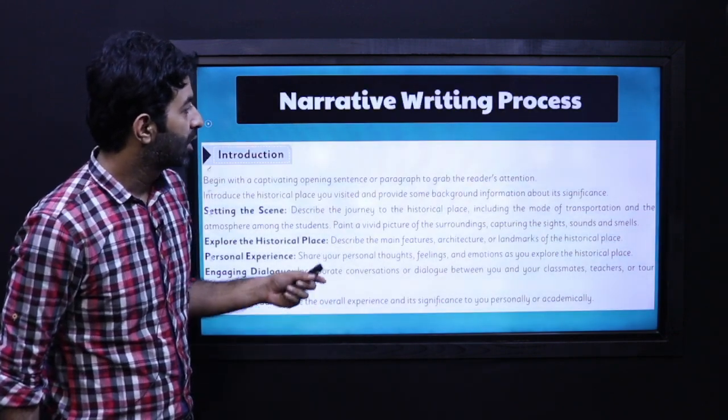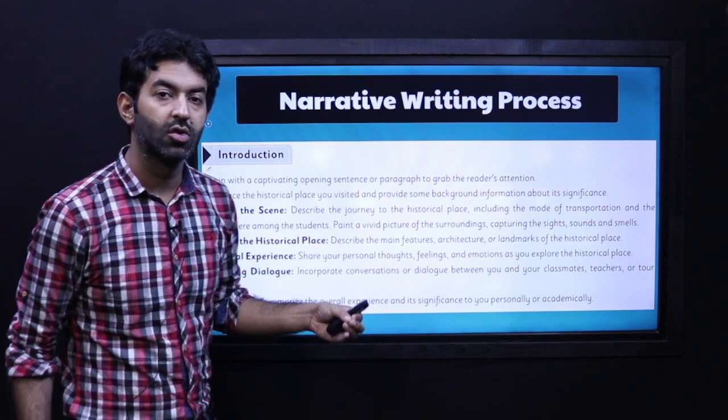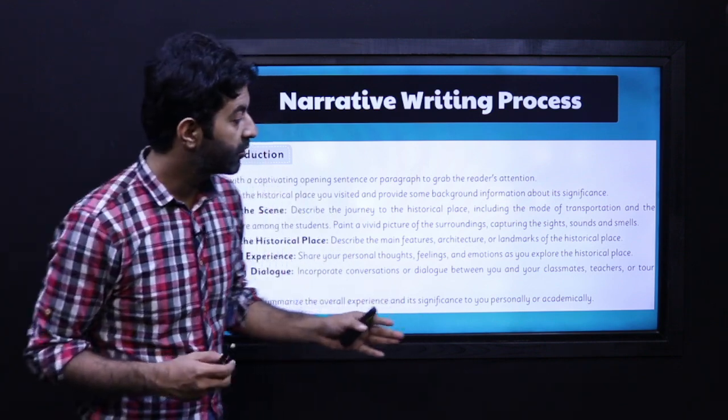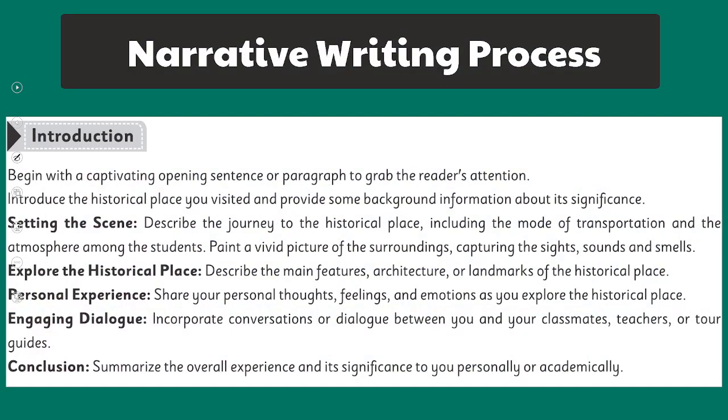All right. Now let us go through the process of narrative writing. This is taken from your book. First, we will talk about the introduction. You have to begin with a very captivating opening sentence or paragraph to grab the reader's attention. The very first paragraph's opening statement, the first line, is your topic sentence. So it has to be very captivating for the reader. Make them decide whether they want to read the story or not.